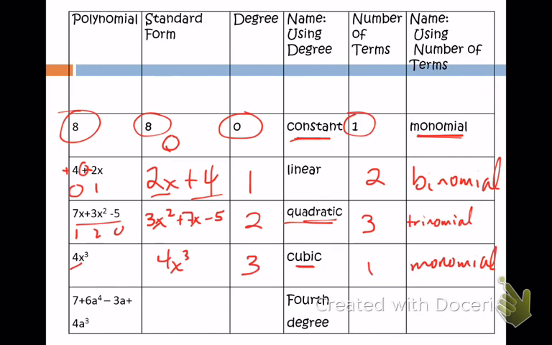Okay, what'd you get? You should have gotten 6a to the 4th plus 4a to the 3rd minus 3a plus 7 for your standard form. So we went degree 4, degree 3, degree 1, degree 0. Now the degree of the polynomial is 4, which is why it's called a 4th degree polynomial. There are 4 terms, and so we call this thing just simply a polynomial. There is no quadrinomial or anything like that. Okay? So there you go. Just some terminology that you need to be familiar with because you're going to come across it again.